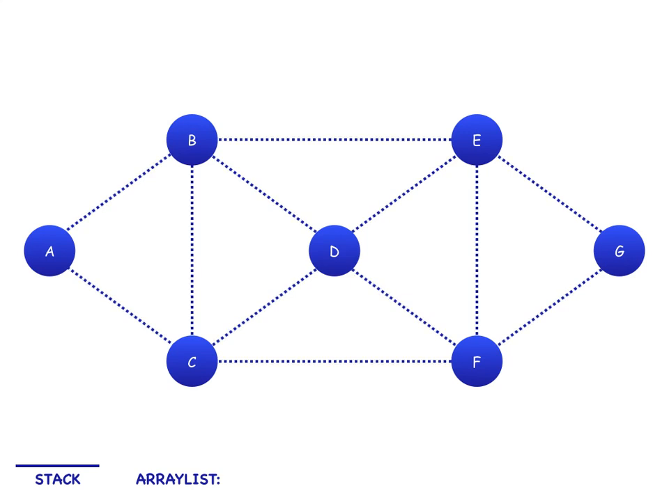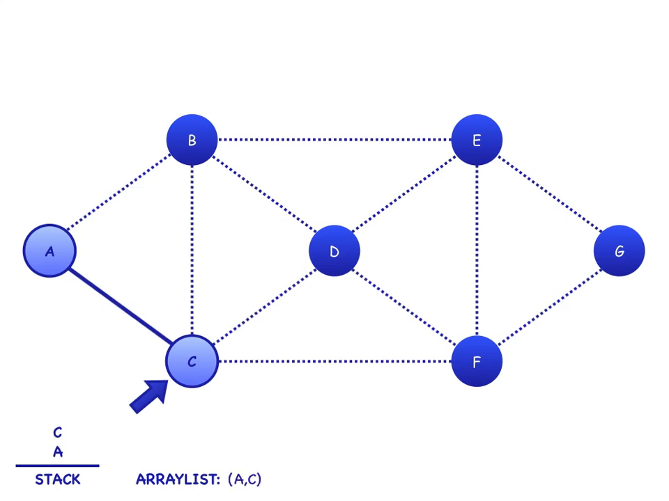So, let's begin. We'll go to our starting vertex. In this case, it'll be A. Then we'll mark it as visited. We'll push it on the stack. Then we'll go to an adjacent unvisited vertex. We'll go to C. So now we're going to mark C as visited. We're going to push it on the stack. Then the edge that connects A and C, we're going to add it to the array list.